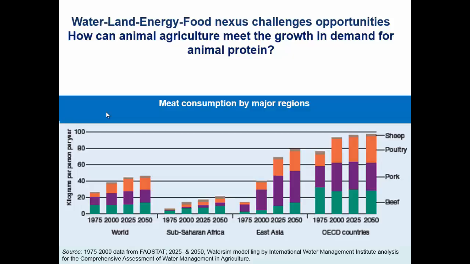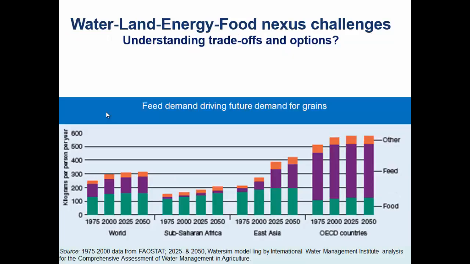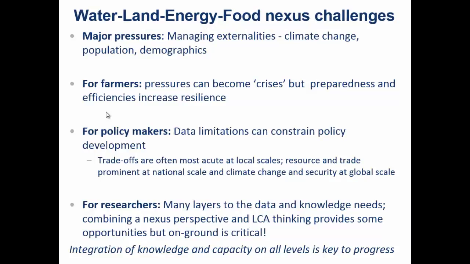So how can animal agriculture take advantage of the opportunities for the increase in meat consumption that's projected to occur, and manage the expectations, the pressures that will come from that need for feed for those animals. We need to bring together, to understand the pressures and to bring together farmer, policy and researcher information to make that happen. So managing those externalities, climate change, population, demographics. For farmers, the pressures can become crises, but preparedness and efficiencies increase resilience.